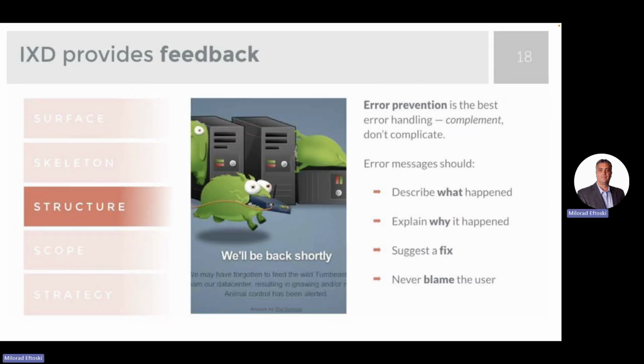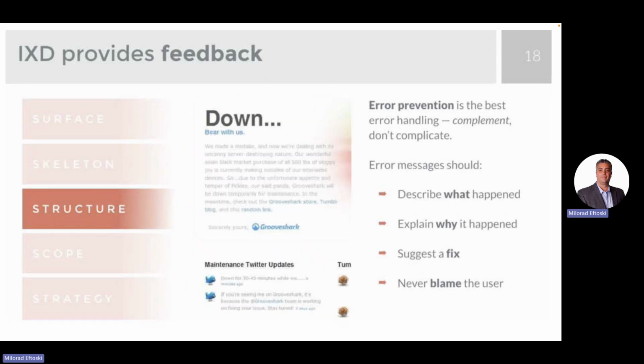Error prevention is the best error handling. Complement, don't complicate. Error messages should describe what happened, explain why it happened, suggest a fix, never blame the user. So that's why when there's something happening on your website or something's not working, put something there so people don't just see error 404. You don't want default errors to show up, right? Oops, my apologies.